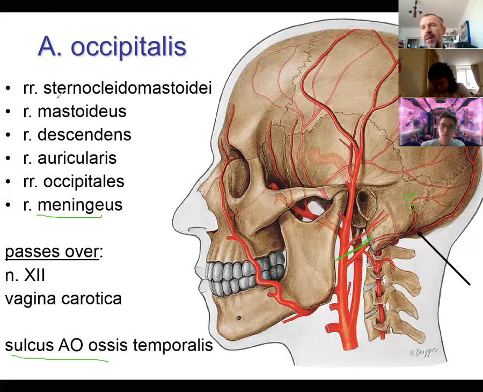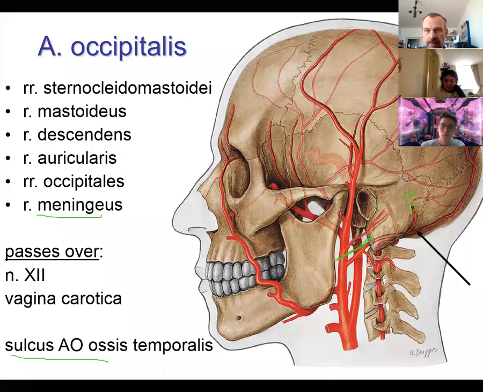And then there are many smaller branches. The sternocleidomastoid branch supplies the muscle, the mastoid ramus supplies the mastoid process, the auricular branch supplies the posterior aspect of the auricle, occipital branches supply the external surface of the occipital bone, and the descending branch supplies the deep back muscles in the suboccipital area. So there are some smaller branches.